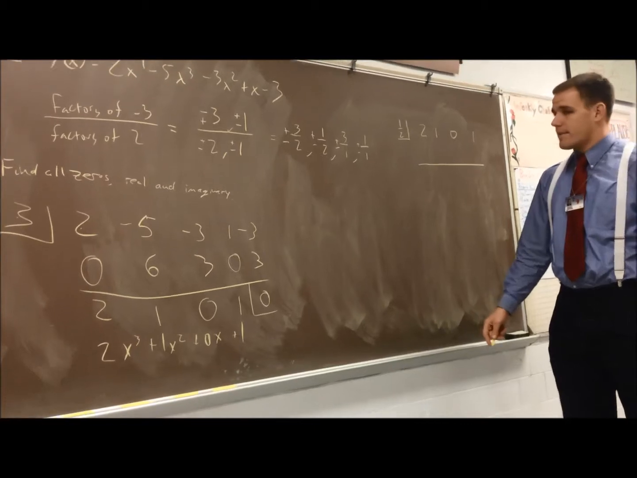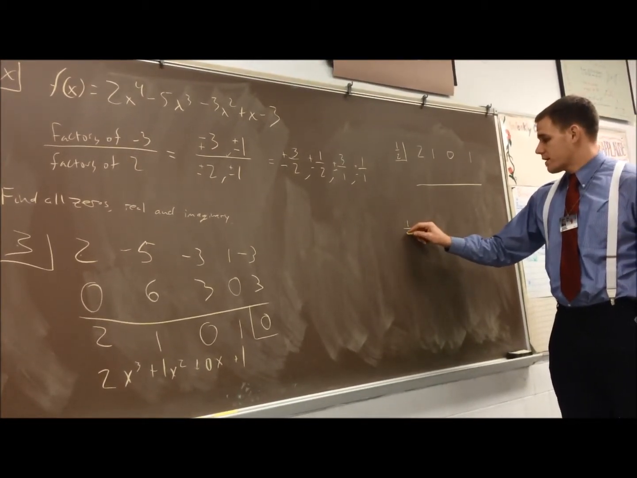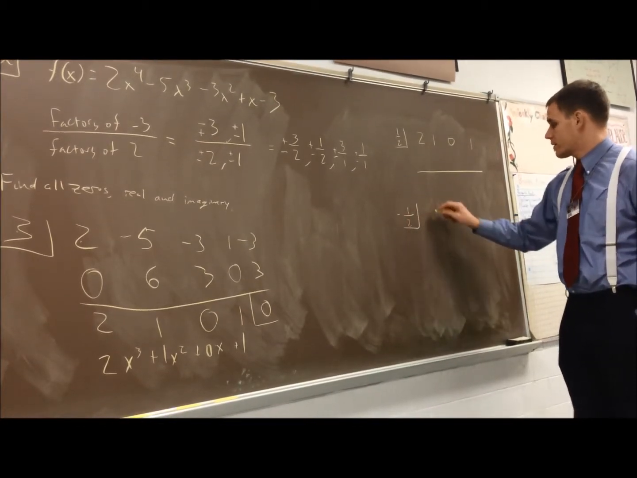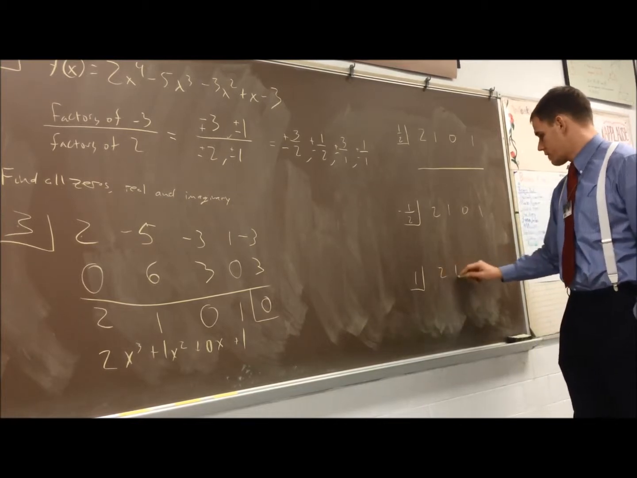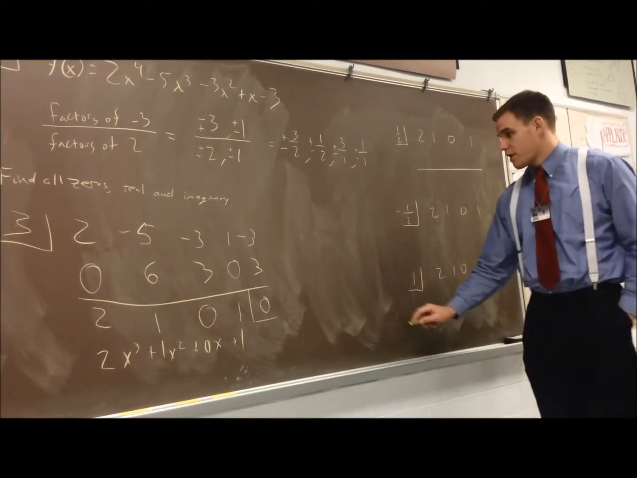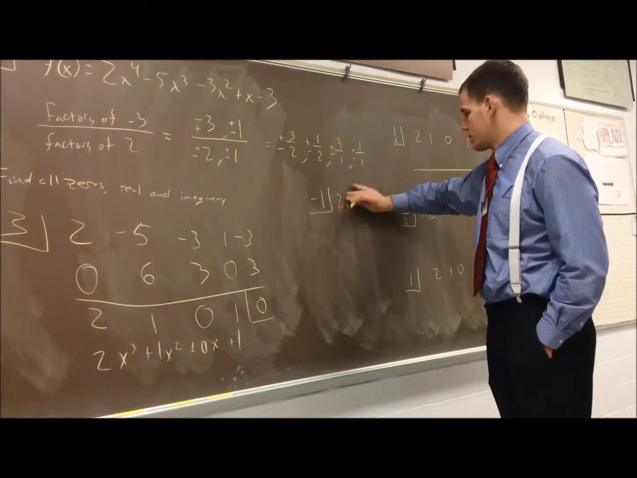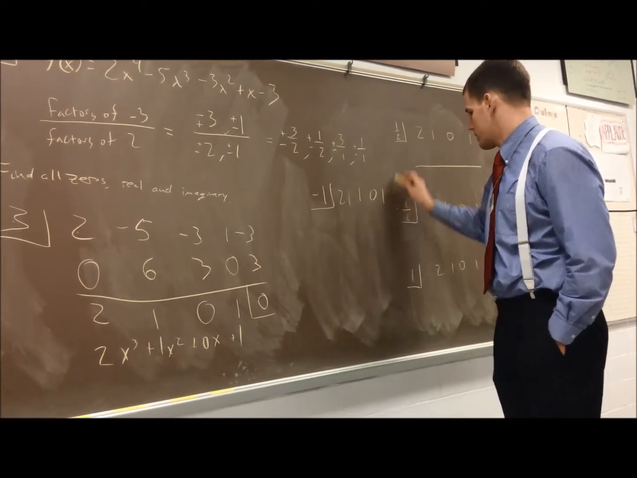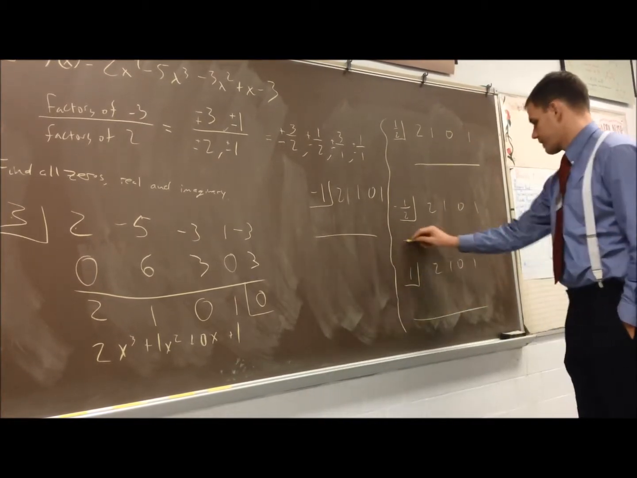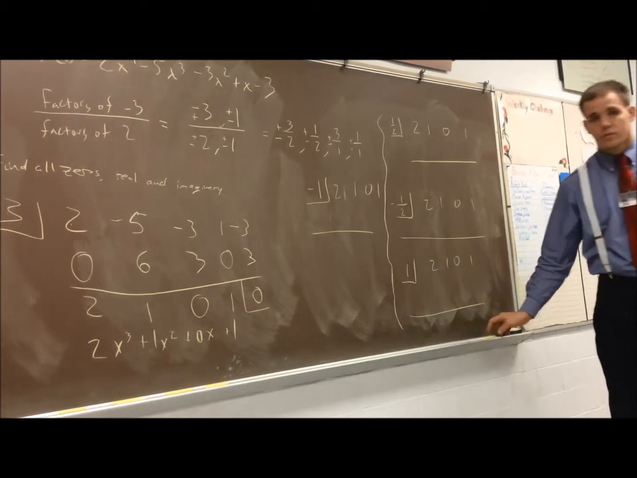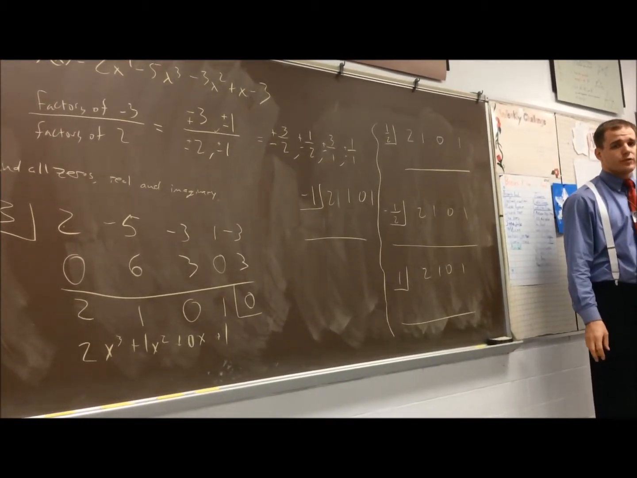We'll try 1/2. Actually, we'll break this up here. We'll have one group try 1/2, one group try negative 1/2, one group try 1, and one group try negative 1. All right, pause and break it up so that different people do different groups.